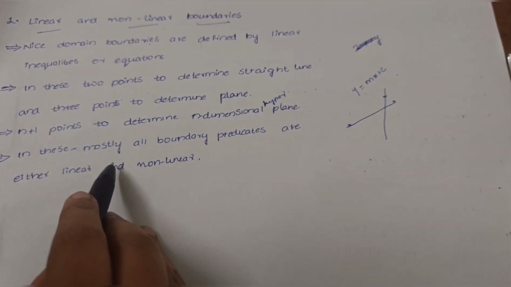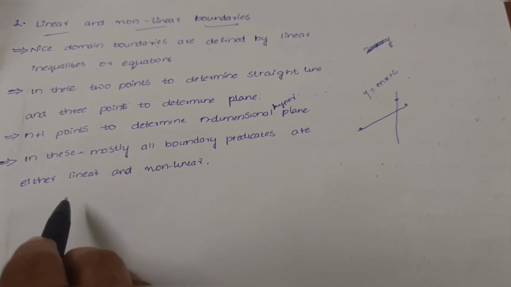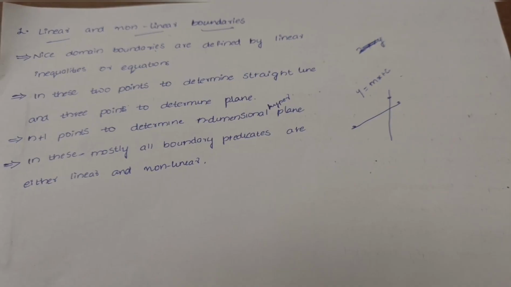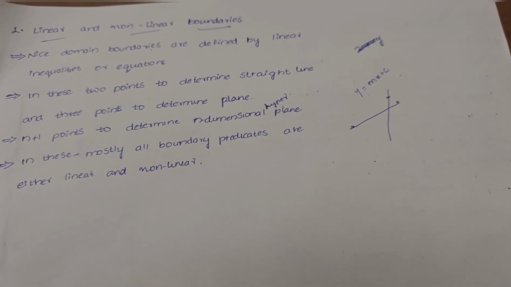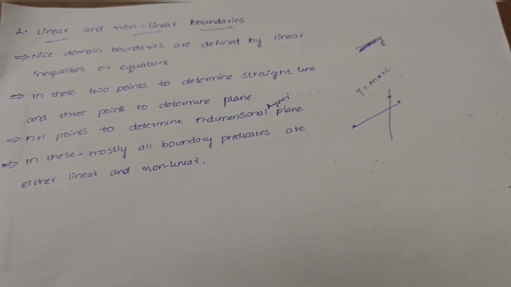In these, mostly all boundary predicates can be either linear or non-linear boundaries, which means in these linear and non-linear boundaries, 99.9% of all the points can be converted into linear or non-linear boundaries.